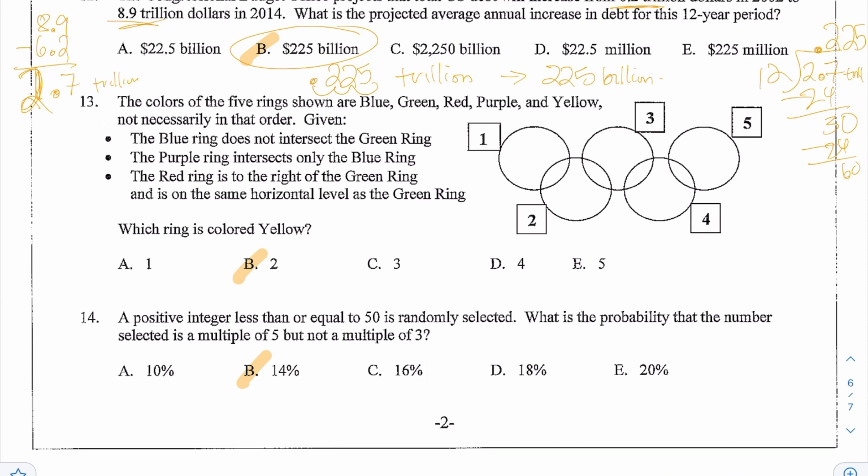All right, so here, you just kind of use process of elimination for these intersecting circles. So purple only intersects the blue. So either 1 or 5 is purple. So either 2 or 4 is blue. Now, the blue cannot intersect with green, so whichever one it is, 3 can't be green.